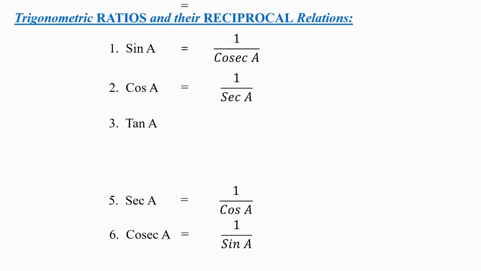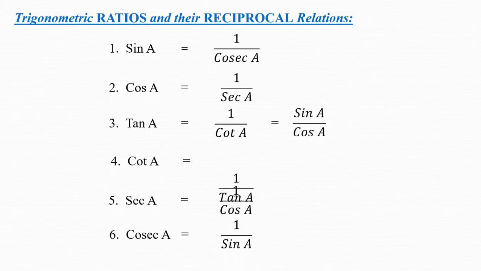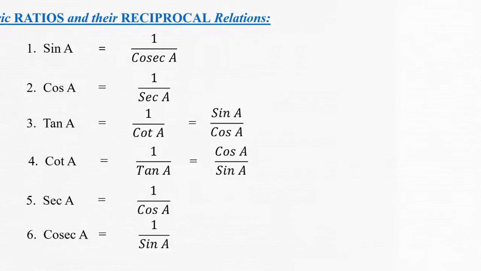Tan A equals 1 by cot A, which equals sin A by cos A. Cot A equals 1 by tan A, which equals cos A by sin A.